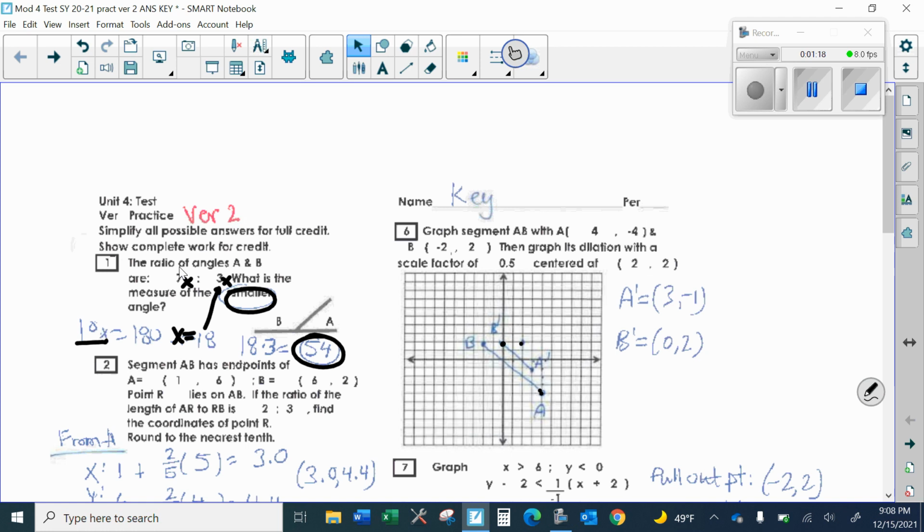Well, if I look at this, I went down 1, 2, 3, 4, 5, 6, and I went right 2, right? So I'm going to do half of that. Basically using the slope and doing half of it. So instead of down 6, right 2, it's going to be down 3, right 1. 1, 2, 3, and right 1, and there's A prime. So you got the A prime and the B prime there.